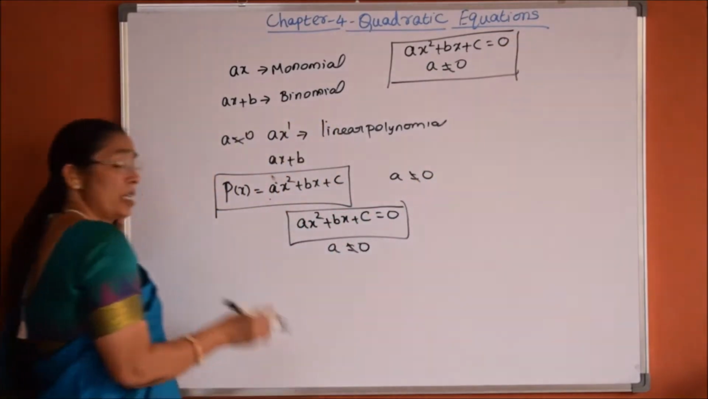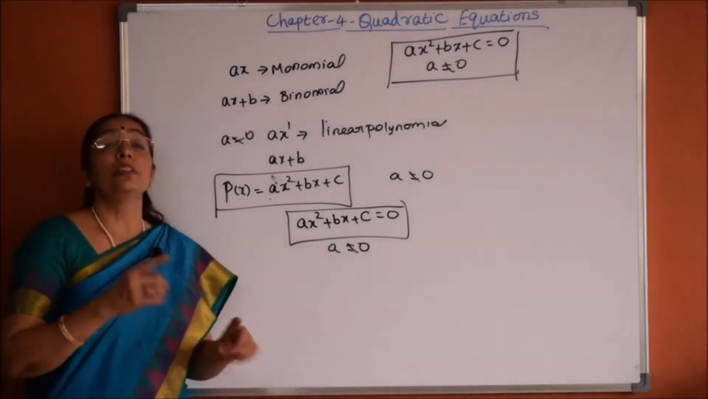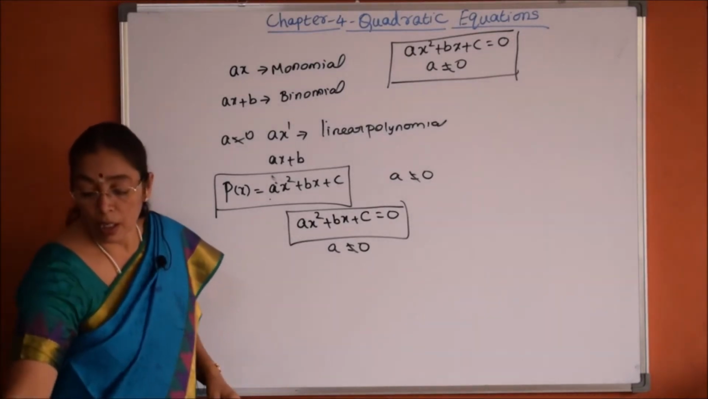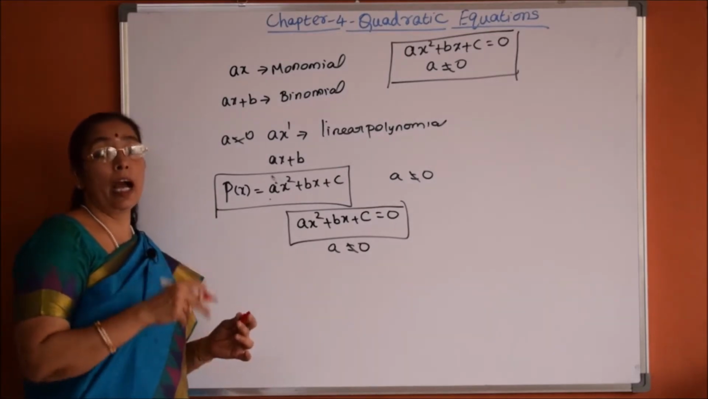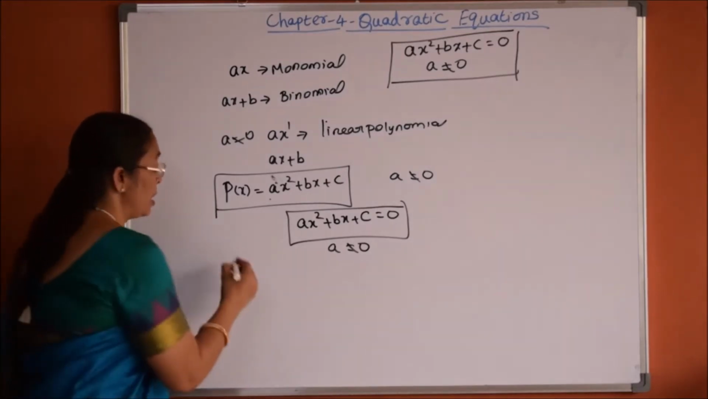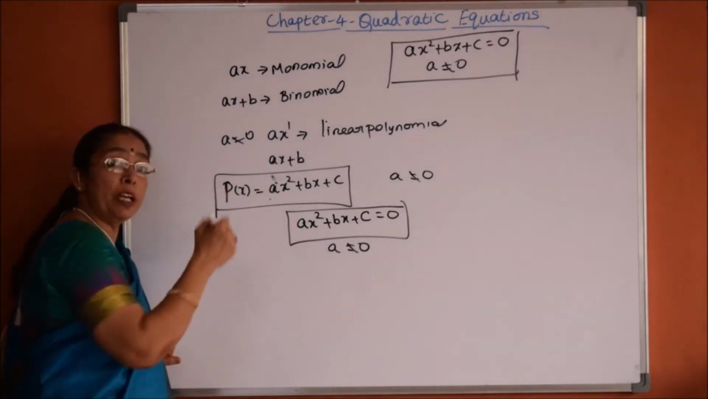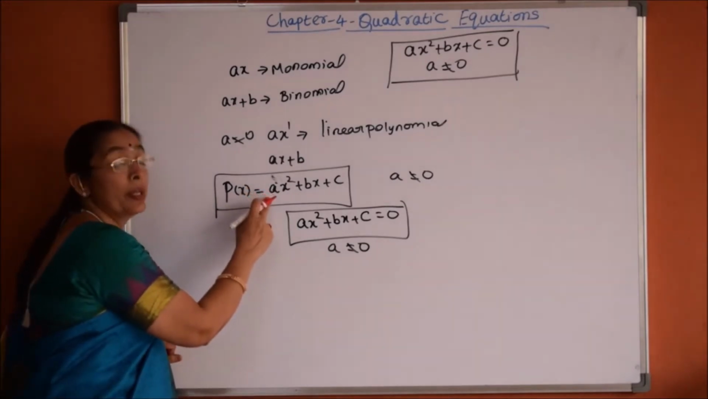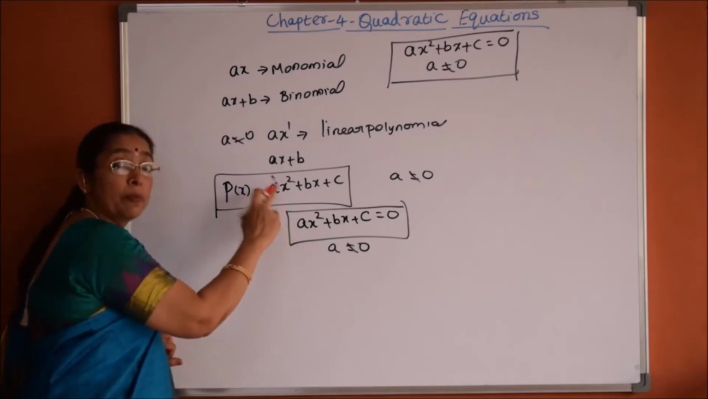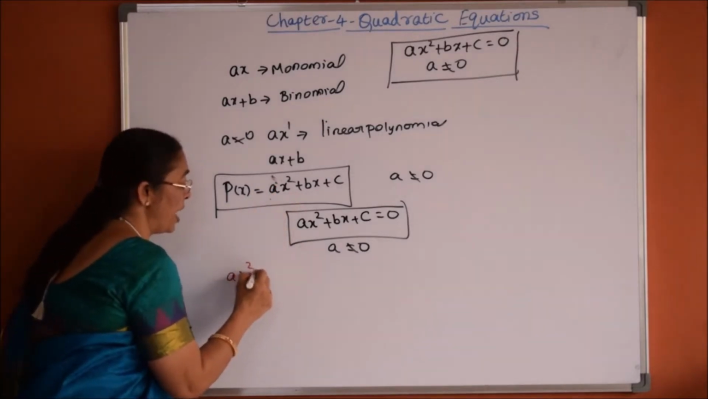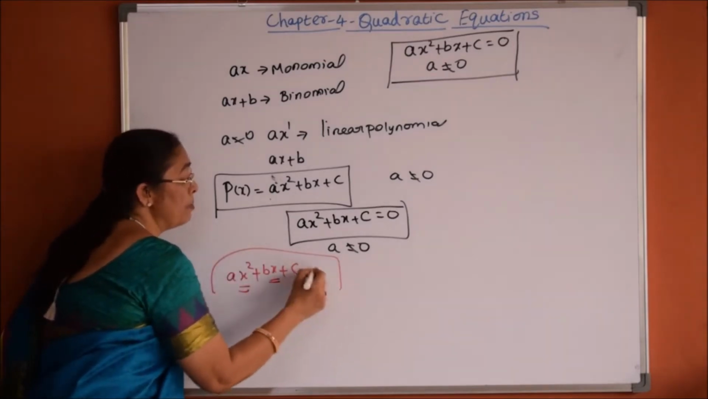Now, let us discuss one small concept like what we learned in polynomials, zeros of the quadratic polynomial. What do you mean by zeros of the quadratic polynomial and how many zeros will it have? It will have a maximum of 2 zeros. Suppose p of x is ax square plus bx plus c. Then zeros of the quadratic polynomial are nothing but the values of x for which the polynomial becomes 0. By substituting some value of x, the polynomial will become 0.